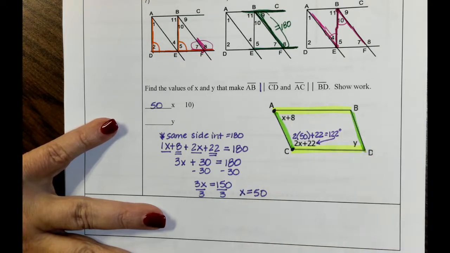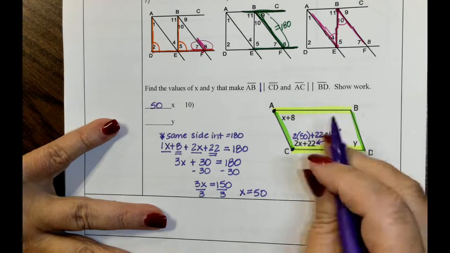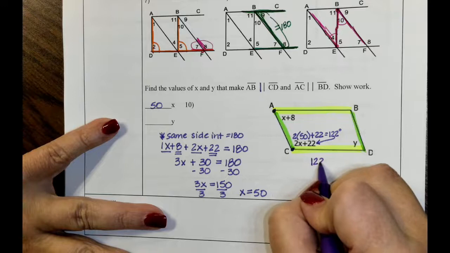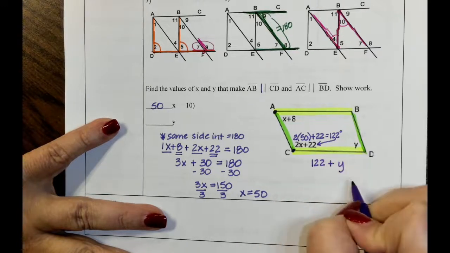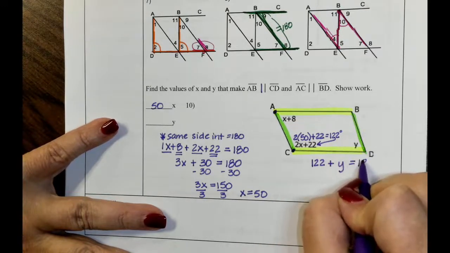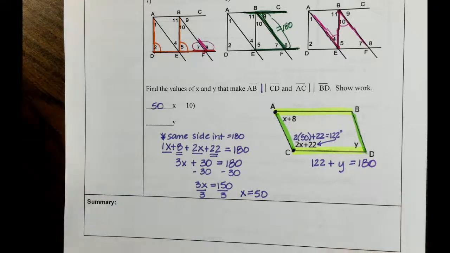Okay, so you could have also said y plus 2x plus 22 is equal to 180, if that makes sense to you, but then you know that x is 50, so you have to plug it in. Either way, you're going to end up with this. Y plus 102 is equal to 180. So either way, you're going to end up with that.